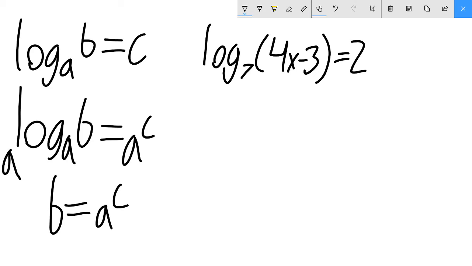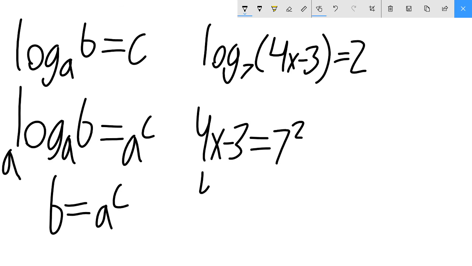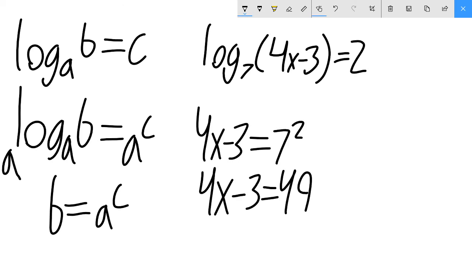So we can apply that here, where since we see that a equals 7, we get 4x minus 3 equals 7 to the power of 2, or 4x minus 3 equals 49. So we can solve this like we would solve any single variable equation, which again, there will be a video about that soon, and I will link it in the description when it's released. And we get that x equals 13.